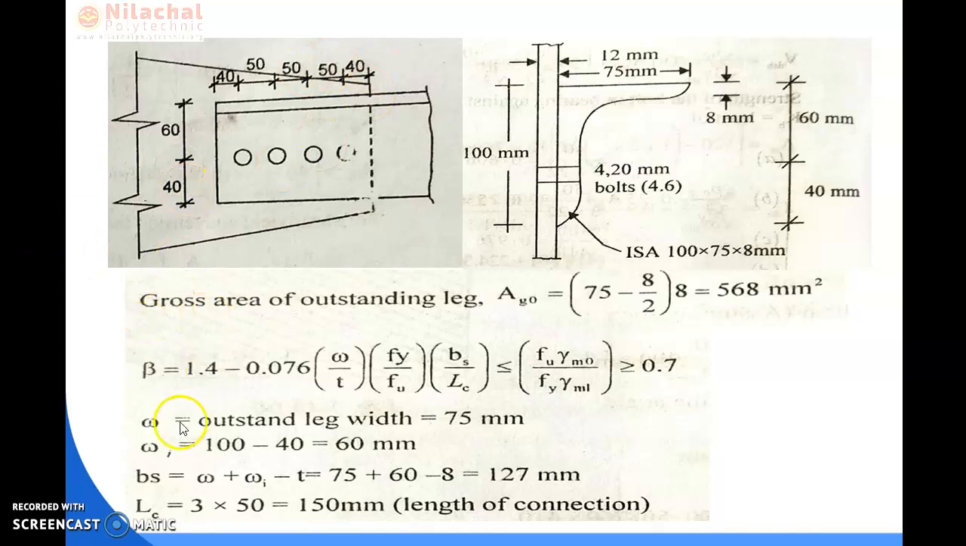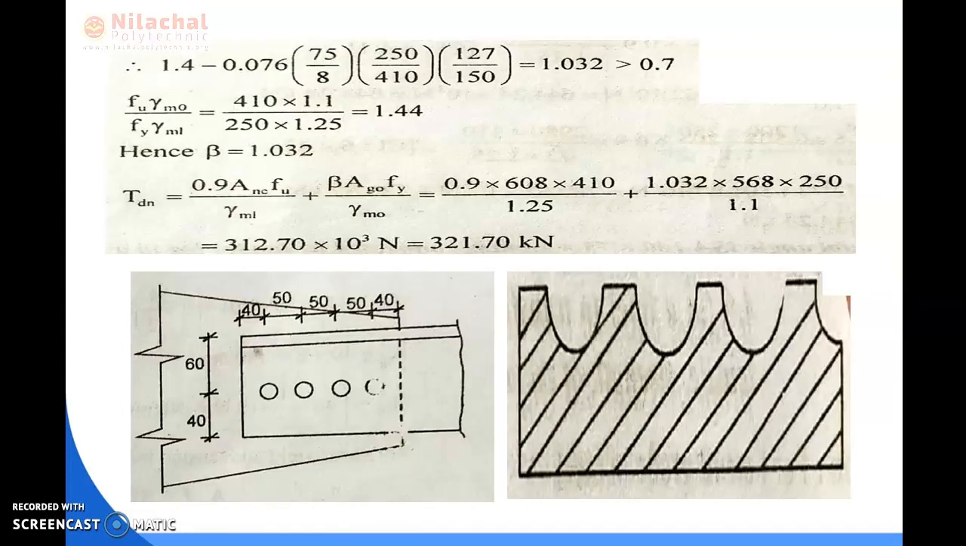So for the beta calculation, we need to put the value of BS, LC and omega. So the omega value is 75 mm, BS value is 127 mm and LC value is 150 mm. So we calculated all these things in the previous class. So now put all these values in the beta formula by which we got the value of beta as 1.032.